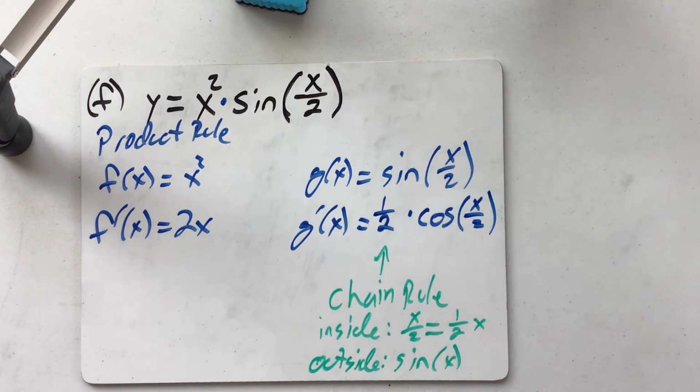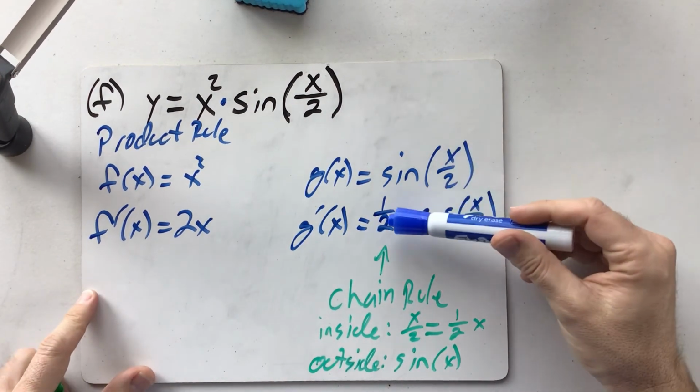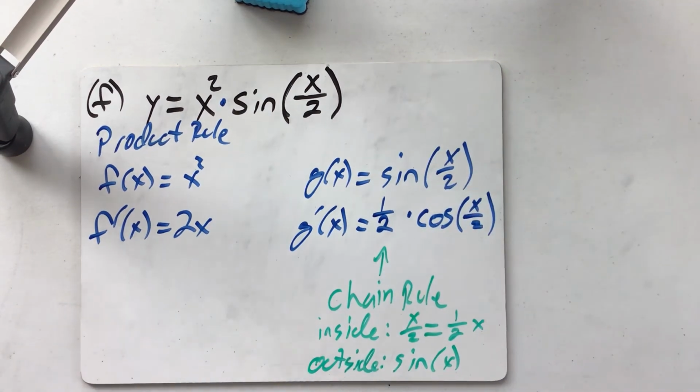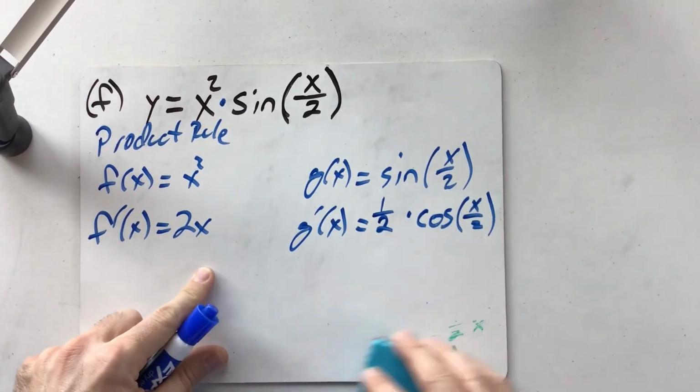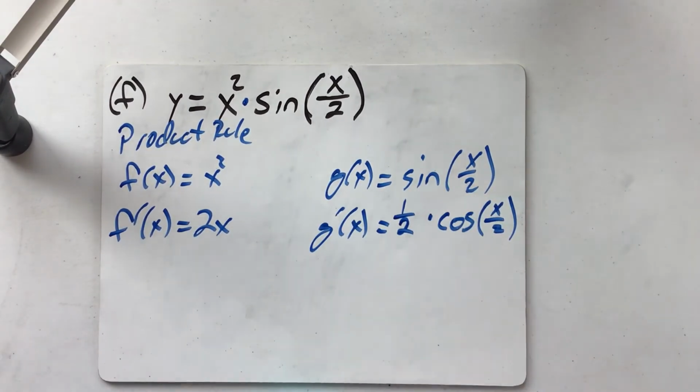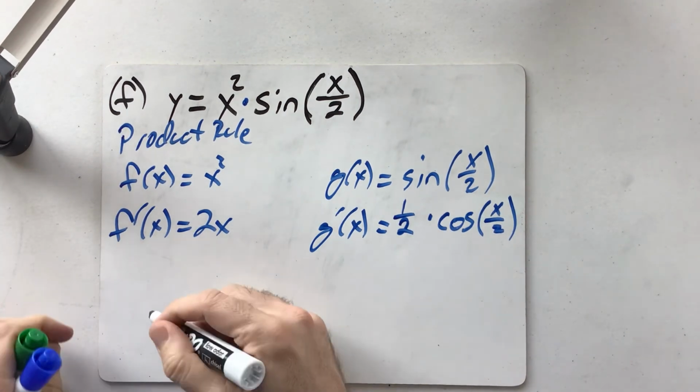So notice this was my chain rule. The derivative of x over 2 is 1/2. The derivative of sine is cosine. I keep the x over 2 inside. So what was this problem? This problem, I had a product rule, but inside my product rule, I had to use a chain rule. So I had to combine the two rules together. Okay, so now let's write down my answer.